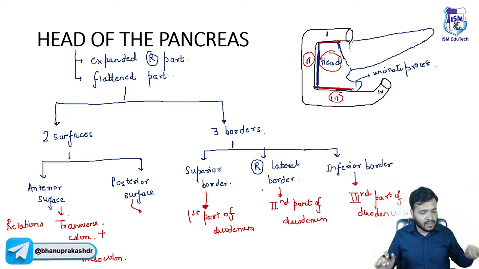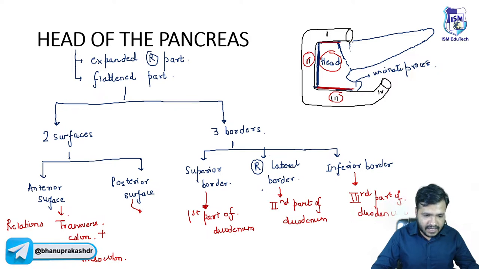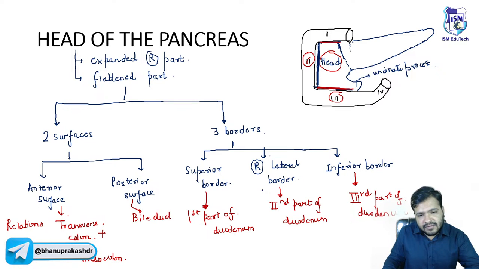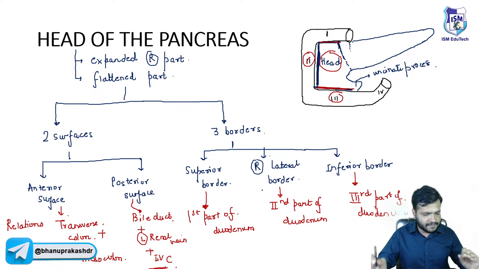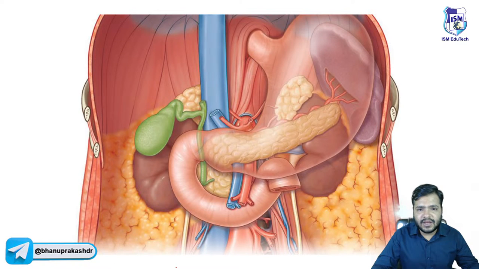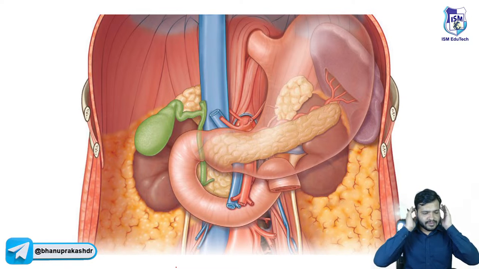Behind the head beta, you are going to tell me behind the head kya kya milega. Behind the head, beta, you will have the bile duct. When I say bile duct, it is the common bile duct plus left renal vein, and we have the inferior vena cava. I will just try to show you, beta. Okay, now look at this diagram, beta.